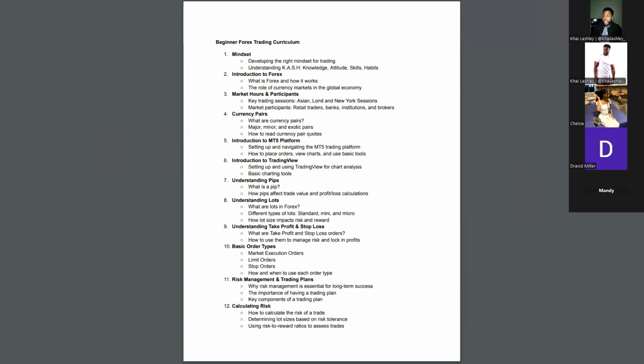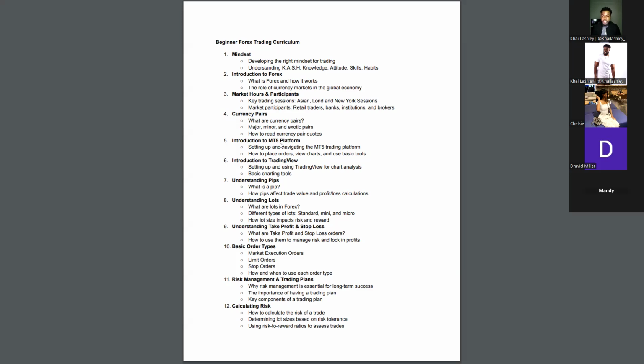What I'm sharing here, I'm actually going to send to you. I'll let you know in a bit. These are check marks as you go through the information, things you want to make sure you have learned. Of course, we spoke about mindset. Make sure you get the intro to Forex; we're going to go through this on the call as well. Market hours and the market participants. Make sure you understand currency pairs. Make sure you understand how to utilize MT5. Make sure you understand how to utilize TradingView.